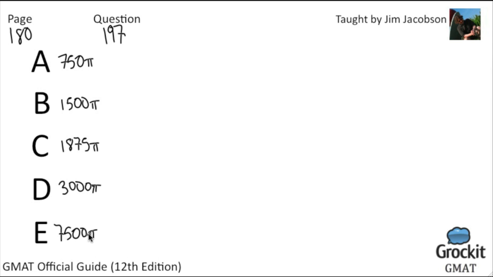A point on the edge of a fan blade that is rotating in a plane is 10 centimeters from the center of the fan. What is the distance traveled in centimeters by this point in 15 seconds when the fan runs at the rate of 300 revolutions per minute?